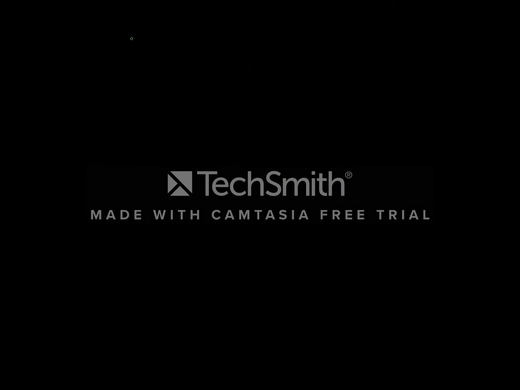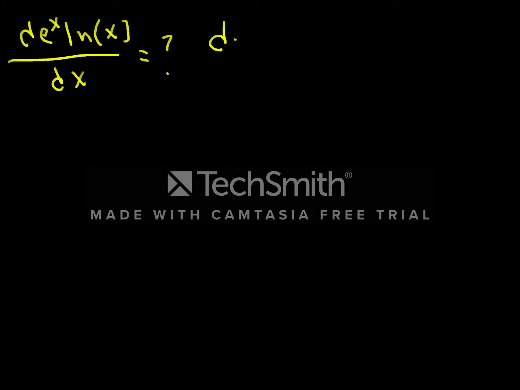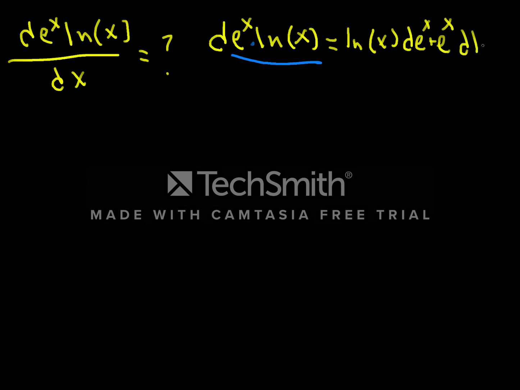Let's look at another one. What is the derivative of e to the x times natural log of x with respect to x? Well, compute differentials. So the differential of e to the x ln of x. What rule do we have to apply first? Well, it's going to be our product rule because this is a product of two functions. So the product rule says it's going to be equal to the ln of x times the differential of e to the x plus e to the x times the differential of ln of x.